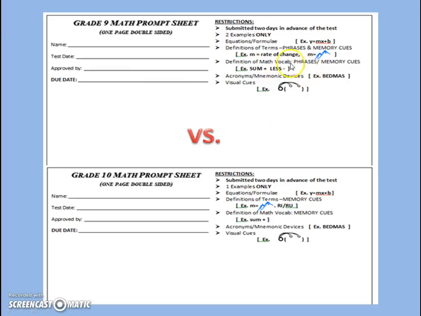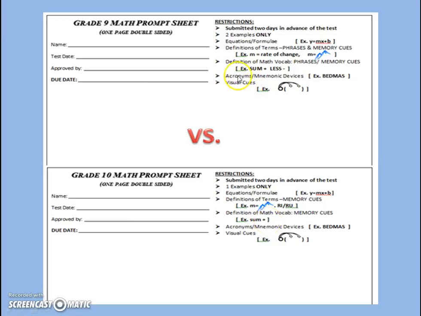The other thing that we've included is the definition of math vocabulary. A lot of times word problems have language that needs to be, for lack of a better word, translated into math. So for example, sum means add, less means minus. So in grade 9, we allow both the phrases and the memory cues. In grade 10, we really just want to see the memory cues.